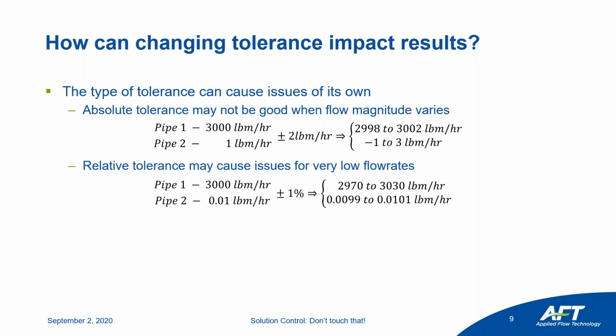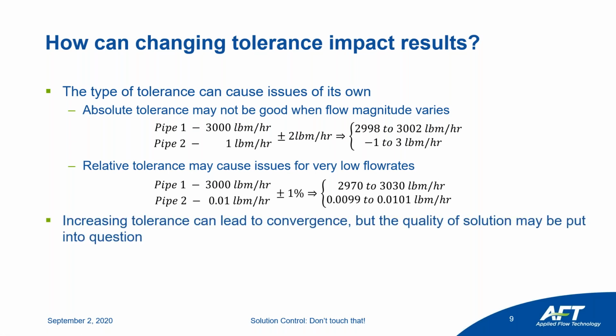But relative tolerance can also cause issues for very low flow rates. As I mentioned, if we have a very low flow, then it's a very tight range that the solver has to solve. So let's say pipe 1 fed into pipe 2. It has a 60 pound per hour range here, but only a 0.0001 pound per hour range in this pipe specifically. So that can lead to convergence issues as well.